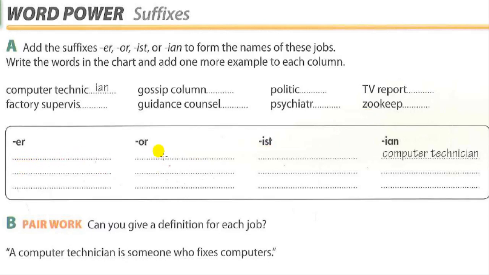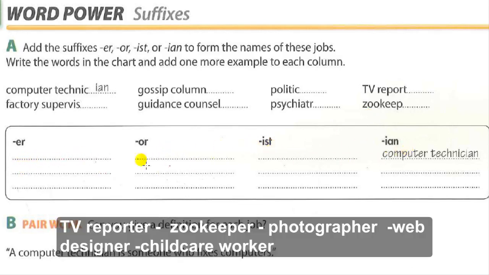Now with ER, OR, IST, and IAN. ER. Let's give examples for ER. For ER, we have TV reporter, zookeeper, photographer, web designer, child care worker.